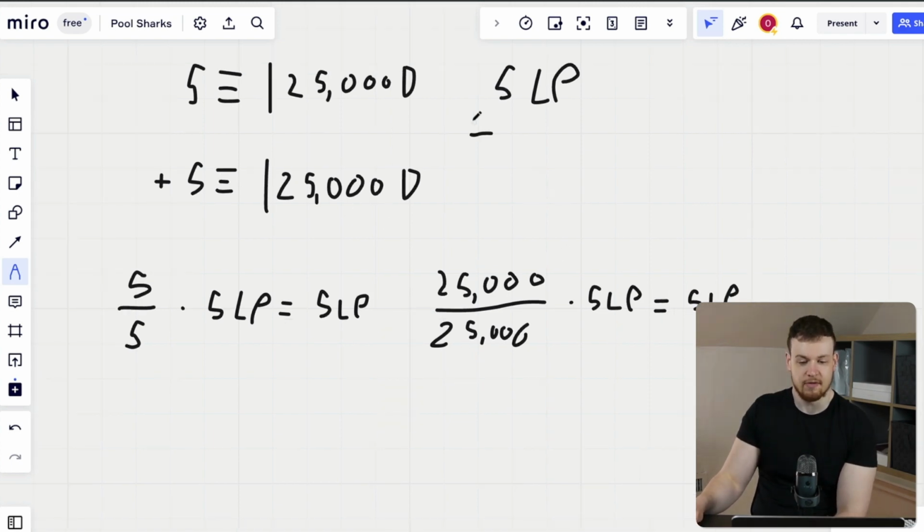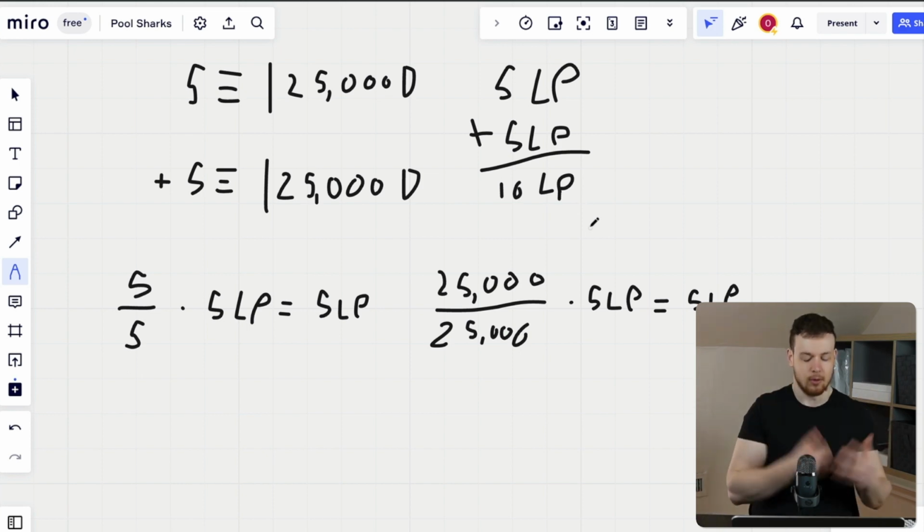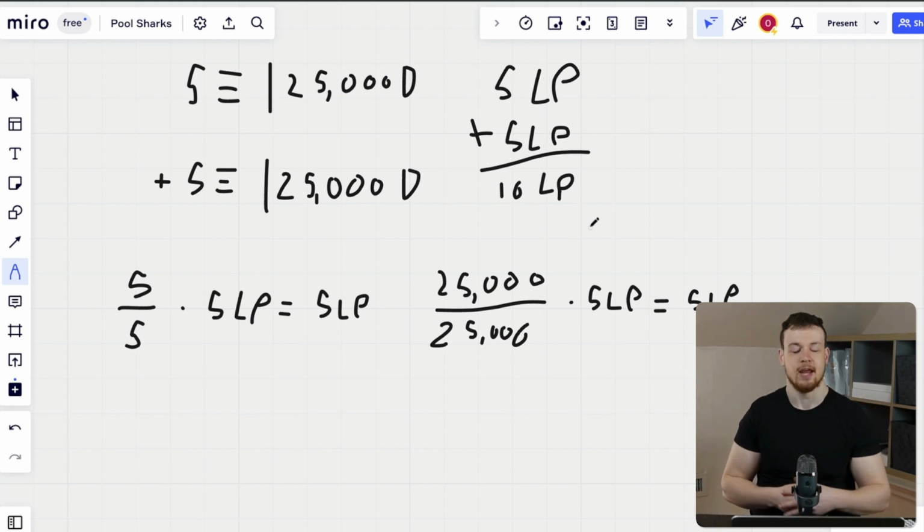So now the 5 LP tokens get minted to me, and the total supply of LP tokens becomes 10 LP tokens. So I own 50%, I own 5 out of 10 of the total circulating LP tokens, and the pool has 10 Ether and 50,000 DAI in it. So if I burn my 50% of the LP tokens, I'll get 50% of what's in the pool, which happens to be the 5 Ether I put in and the 25,000 DAI that I put in.